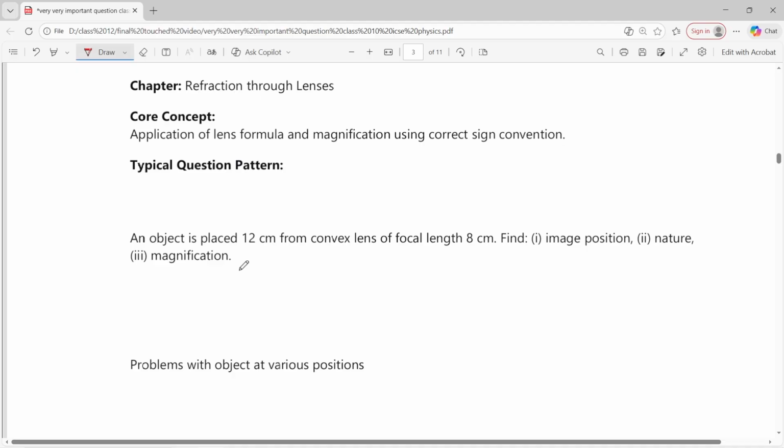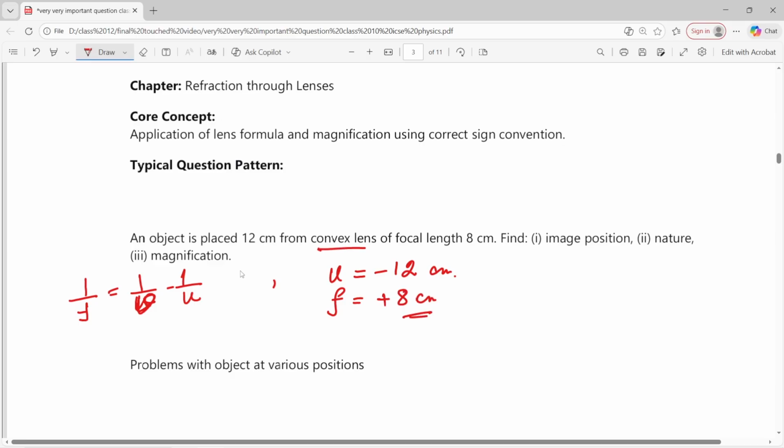So you know the formula, that is 1 by f equals 1 by v minus 1 by u. Here u is given as minus 12 centimeter and focal length is given as plus 8 centimeter, because it is a convex lens. The object distance is always negative, so find the image position.